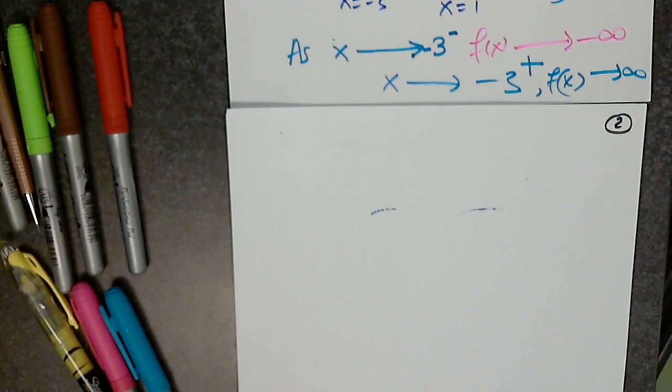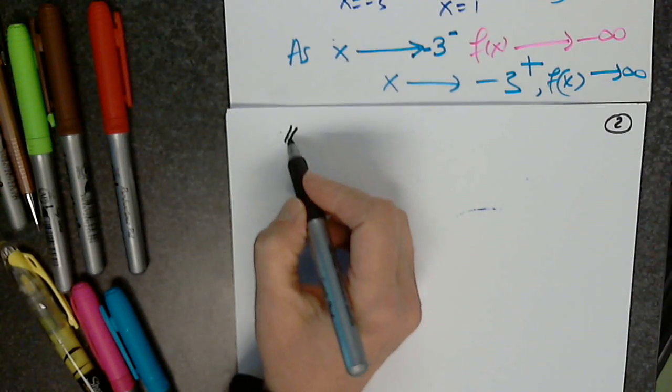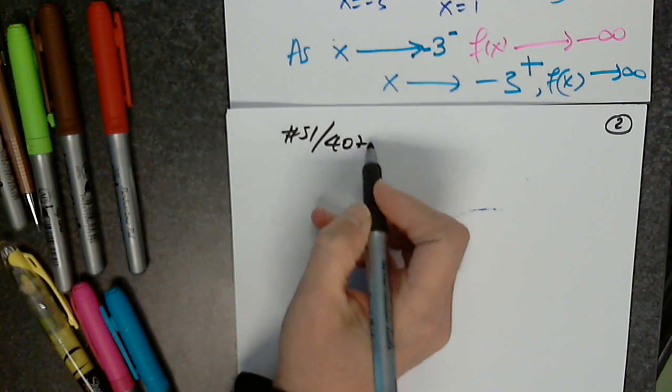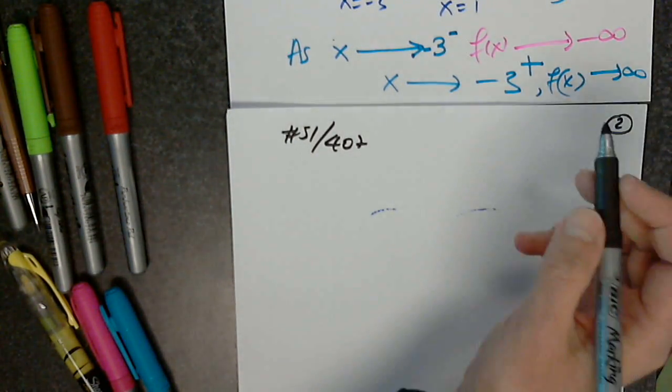Would you like to work on any of the rational functions, or shall I move on to inequalities? Yes, please. 51 on page 407. 51 on 407, and Charles?